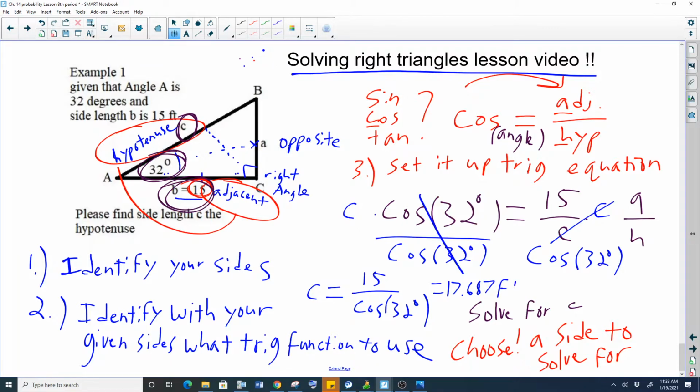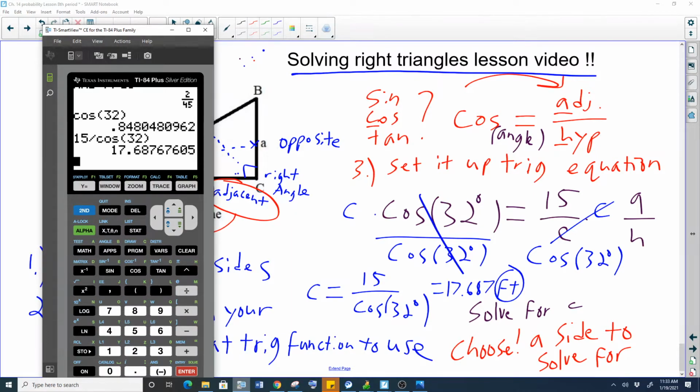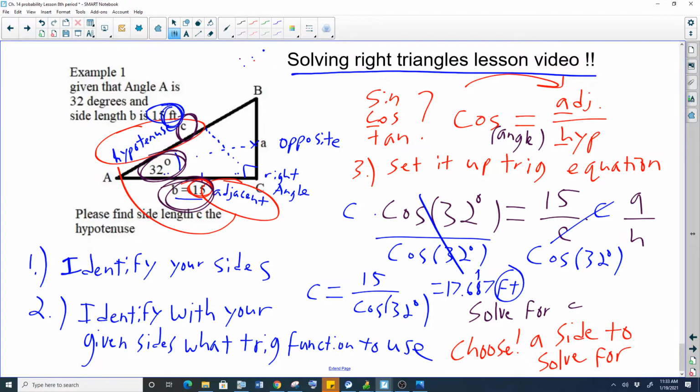Feet, I think we're dealing with feet at the moment because it says feet. We want to round to the nearest tenth is what we're going to practice. So 17.687, that 8 is going to round that 6 up to a 7. So 17.7 feet.